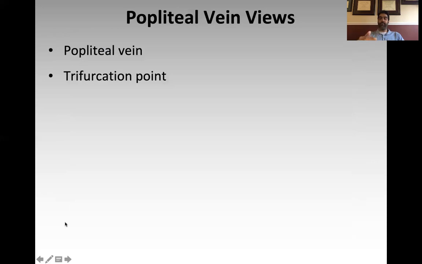Okay, once you've followed the femoral vein down and lost it, like I said, in most patients that happens about two-thirds of the way down the thigh, go into the popliteal fossa and find the popliteal vein. And if you have a patient with the classic anatomy, you should find the trifurcation point as well. But like I said, in some patients that branch point occurs further down the leg. So in that case, don't worry about it.